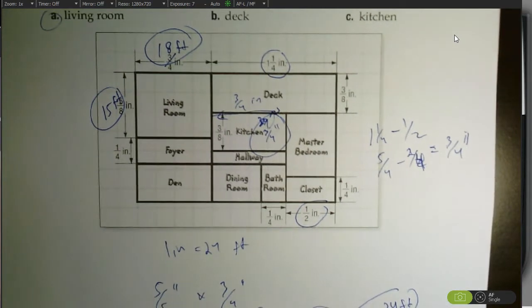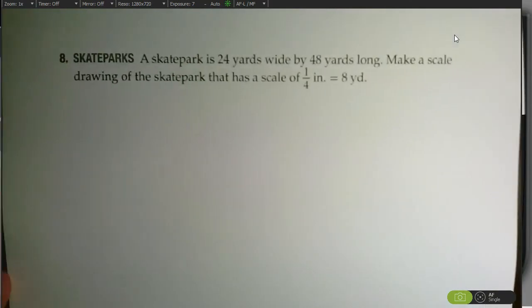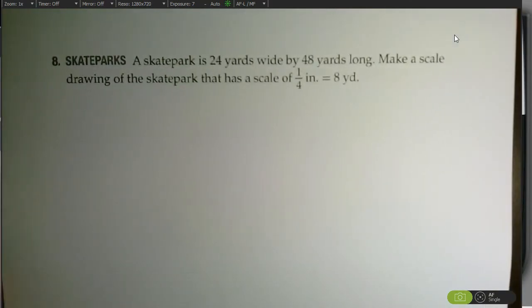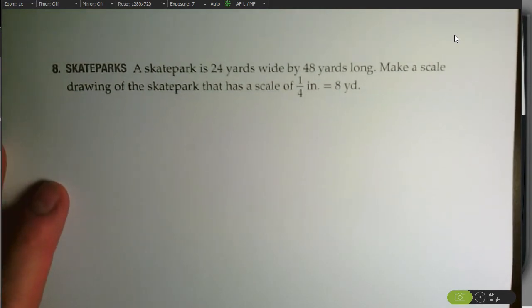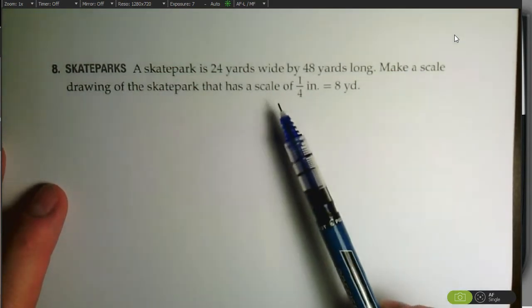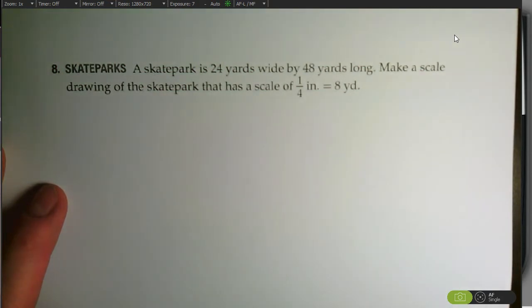All right. Next problem type. Okay. So next part, problem type number 8, where you have to find the dimensions of a skate park and then actually convert them to something of a scale drawing. So number 8, skate parks. A skate park is 24 yards wide by 48 yards long. Make a scale drawing of the skate park that has a scale of 1/4 inch equals 8 yards.